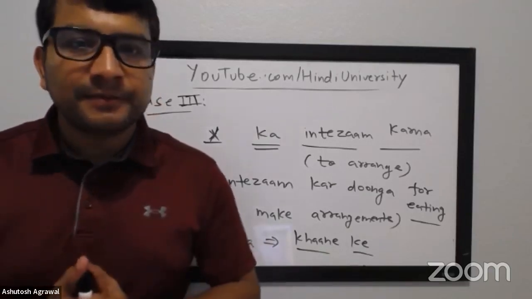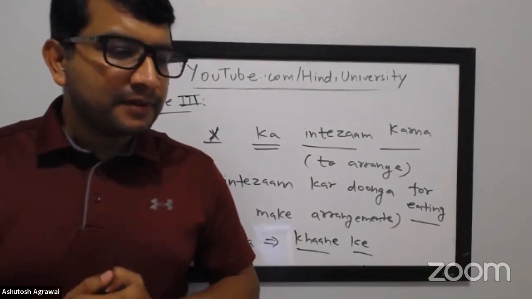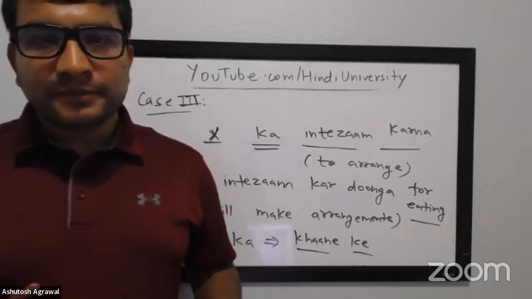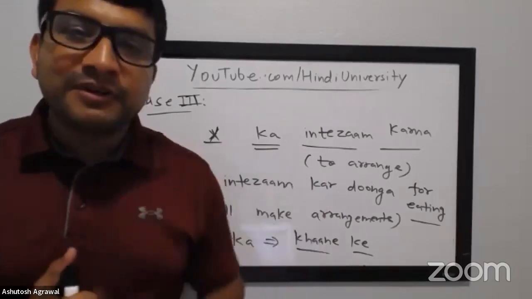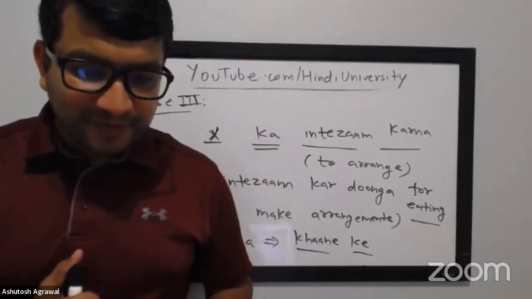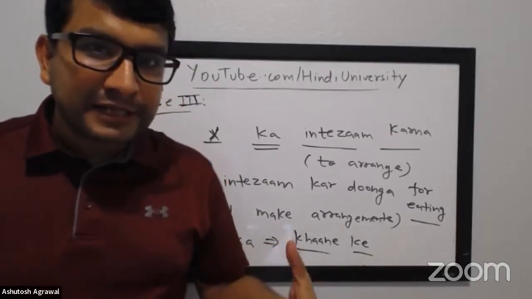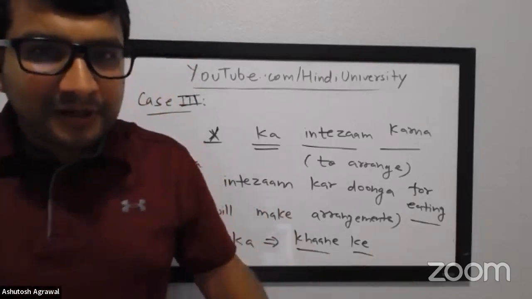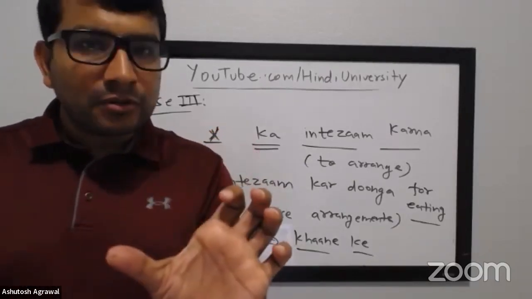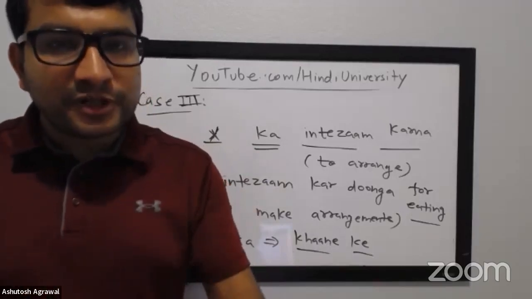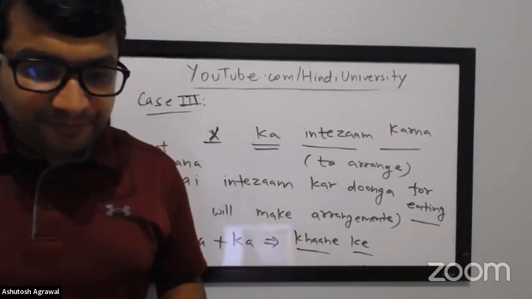Let's say we are hosting a party or something like that, and we are dividing responsibilities. My wife comes to me like, so aap khane ka intizam karo, right? So it's imperative. Karna is changing, but it's again khane ka intizam. Khane ka is basically your verbal noun. Khane ka intizam, like make arrangements for food. Okay, khane ka intizam karo, or khane ka intizam kariye.